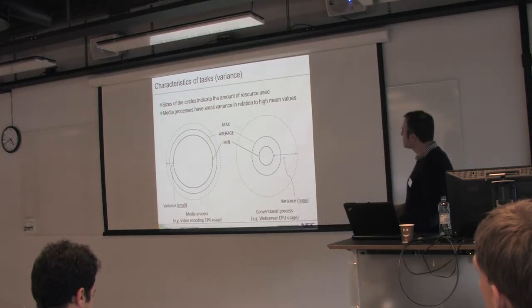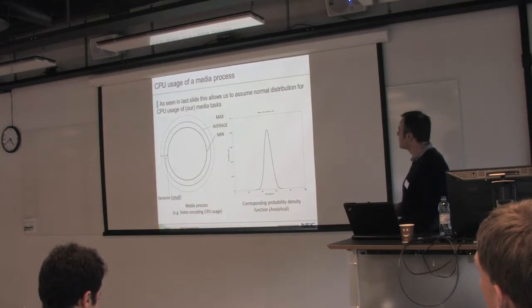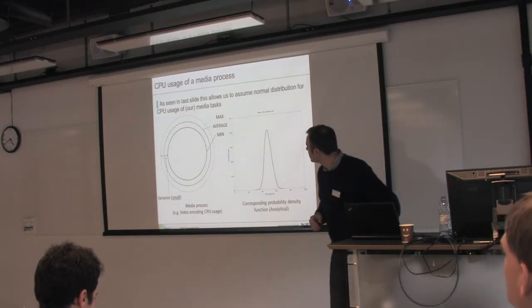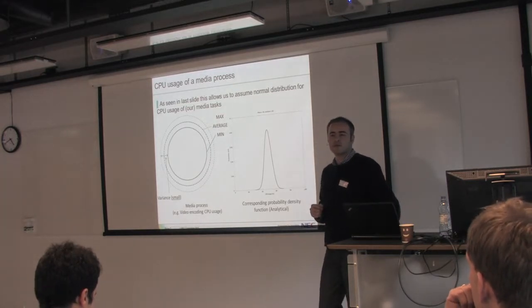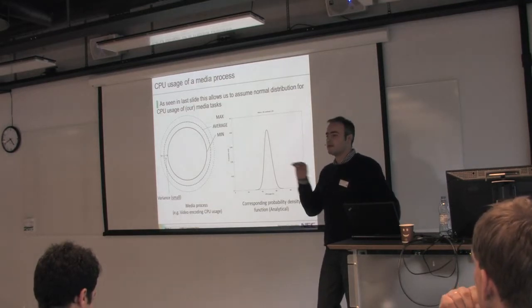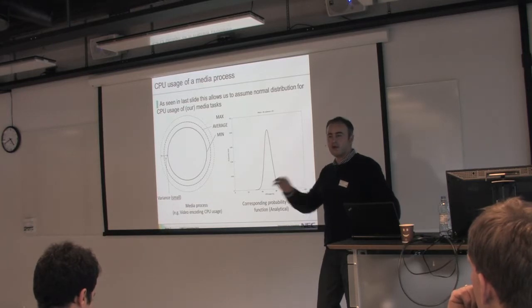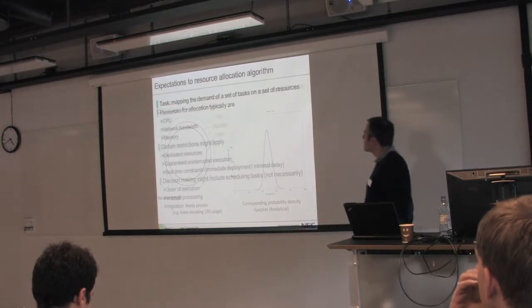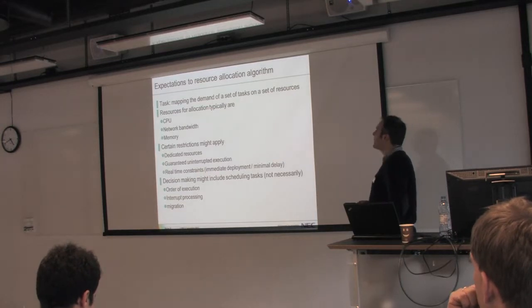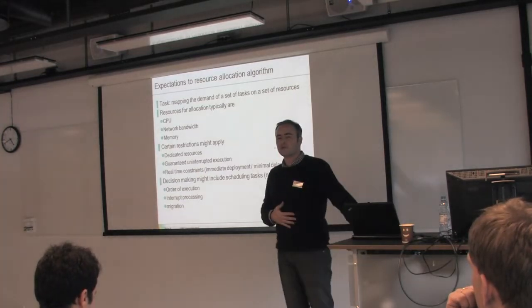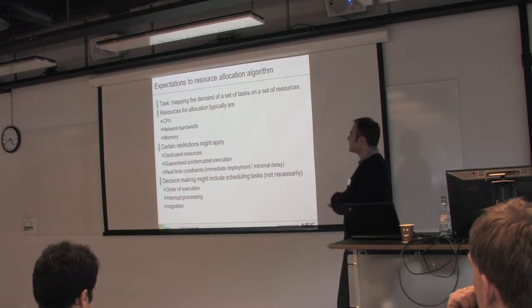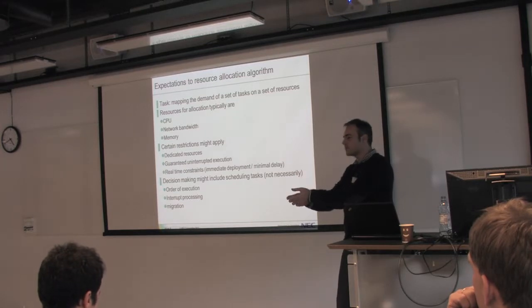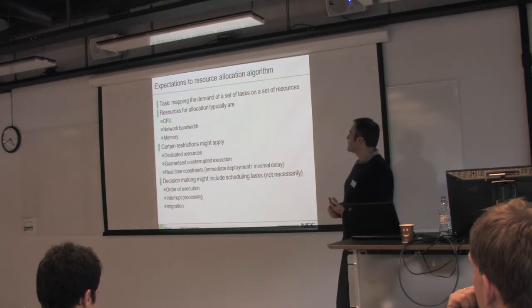With this assumption that we have a high mean and a small variance, we can now start looking into how we stack many of those processes on a virtual machine or a set of virtual machines by obeying a threshold, so avoiding the overutilization of the given CPU. That's basically what we expect from our resource allocation algorithm. We want to map a set of tasks to a set of resources, in our case the partial GStreamer pipelines, to a set of virtual machines.